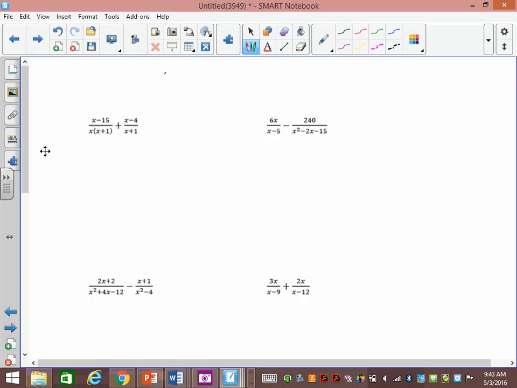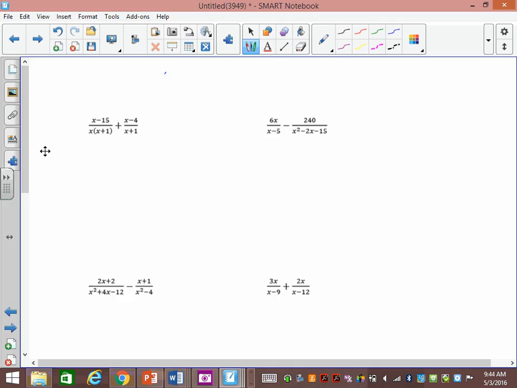Okay, let's look at this one. x plus 1, and x plus 1. So the first thing I have to do is factor or GCF my denominators, right? Can I do that, or are they good? They're good, right? There's nothing more I can take out of them.